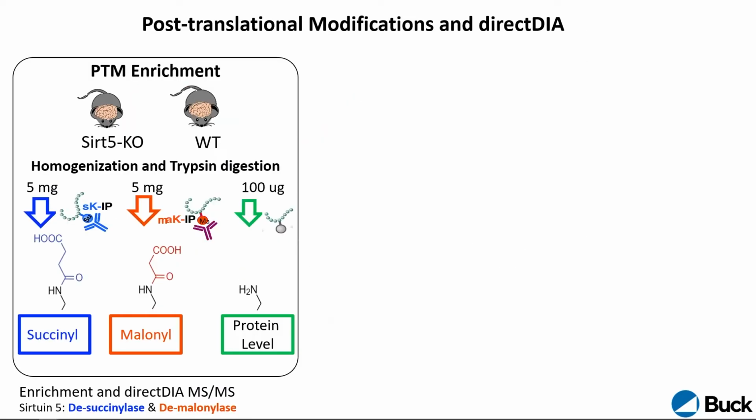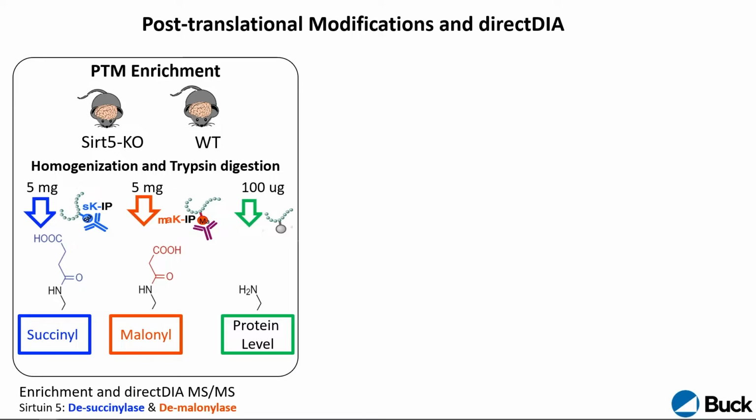So we have some sirtuin knockouts. Sirtuins are involved in longevity and very important in aging. They're HDACs, histone deacetylases, right? They're involved in chromatin formation, so they're very relevant. And SIRT5 is actually a desuccinylase and a demalonylase. So it means it takes off the succinyl group or the malonyl group. And if you have a knockout, you would expect that those levels are increased from those modifications.